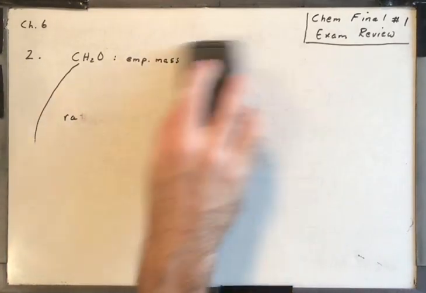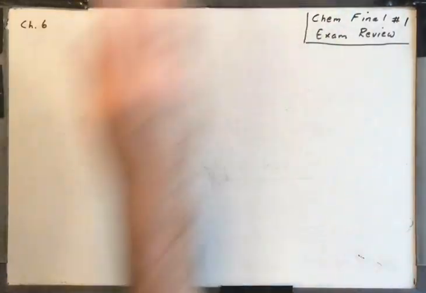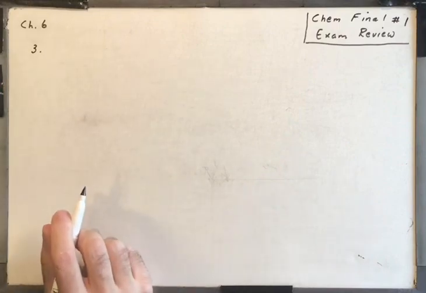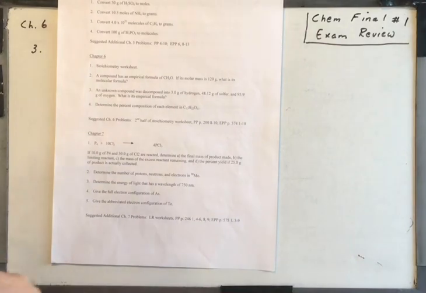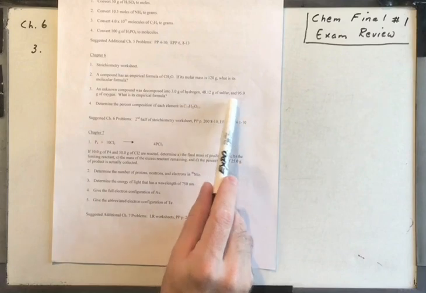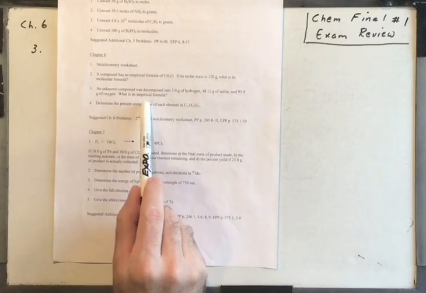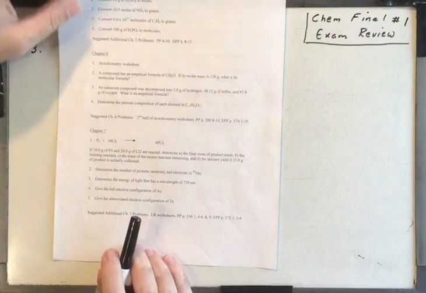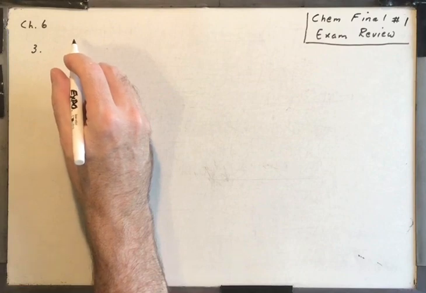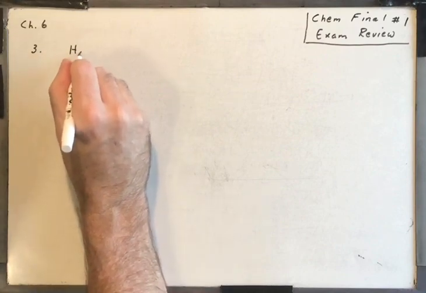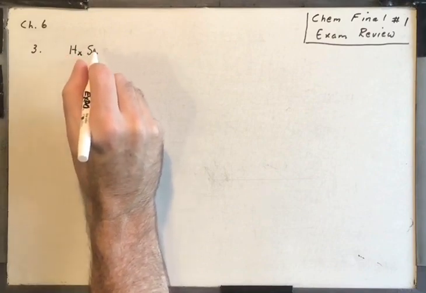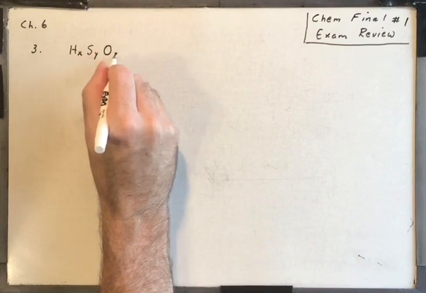Let's do number 3. Number 3 says an unknown compound was decomposed into 3 grams of hydrogen, 48.12 grams of sulfur, 95.9 grams of oxygen. What's its empirical formula? Okay, so what we have to do is write out a decomposition reaction. So we have hydrogen, so HX. We have sulfur, so we're going to say that's Y. And then we have oxygen, let's call that Z.